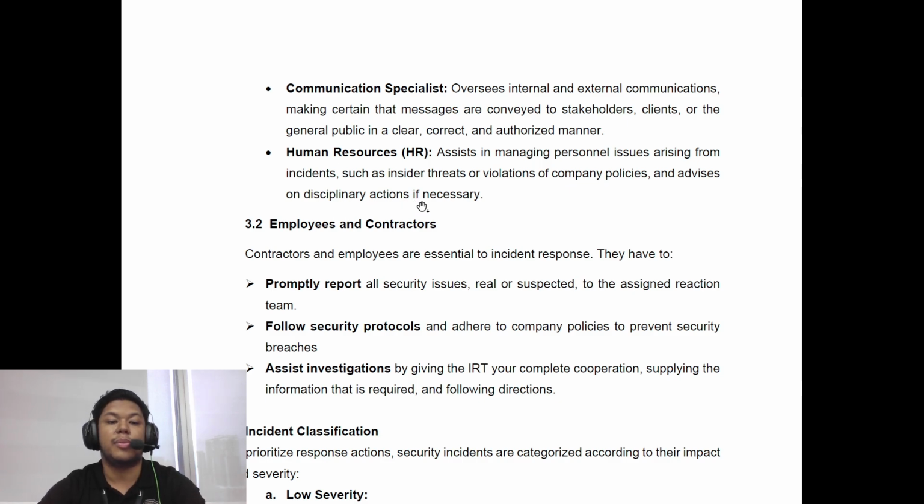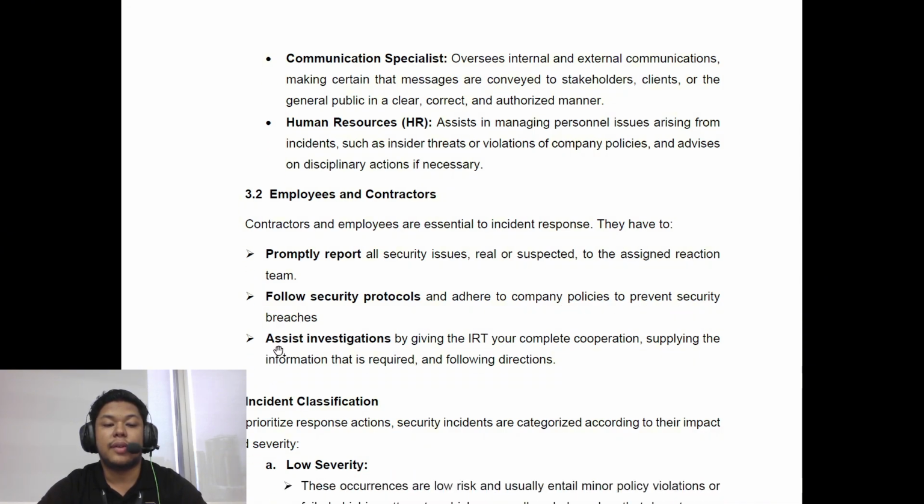So we go to employees and contractors. Contractors and employees are essential to incident response. They have to promptly report all security issues, real or suspected, to the assigned reaction team. They have to follow security protocol and adhere to company policy to prevent security breaches. Lastly, they have to assist investigators by giving the IRT complete cooperation, supplying the information that is required, and following directions from the IRT.